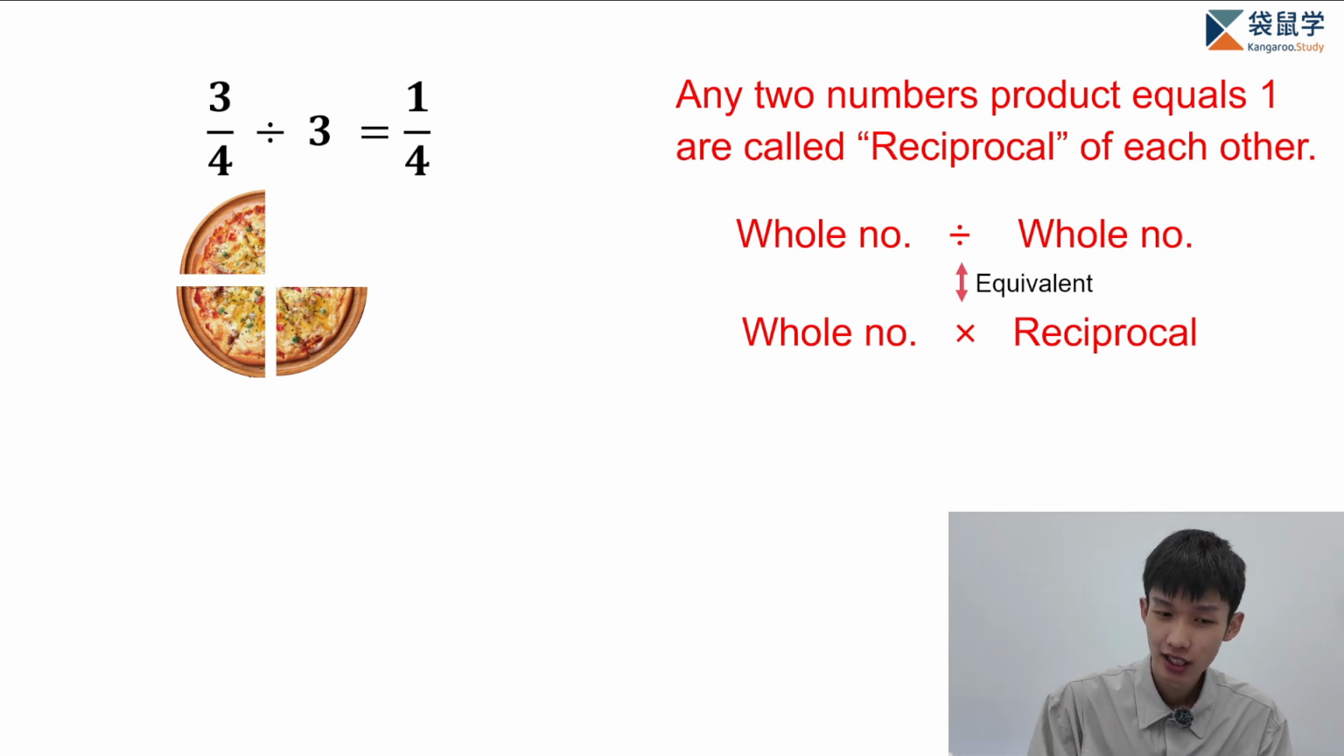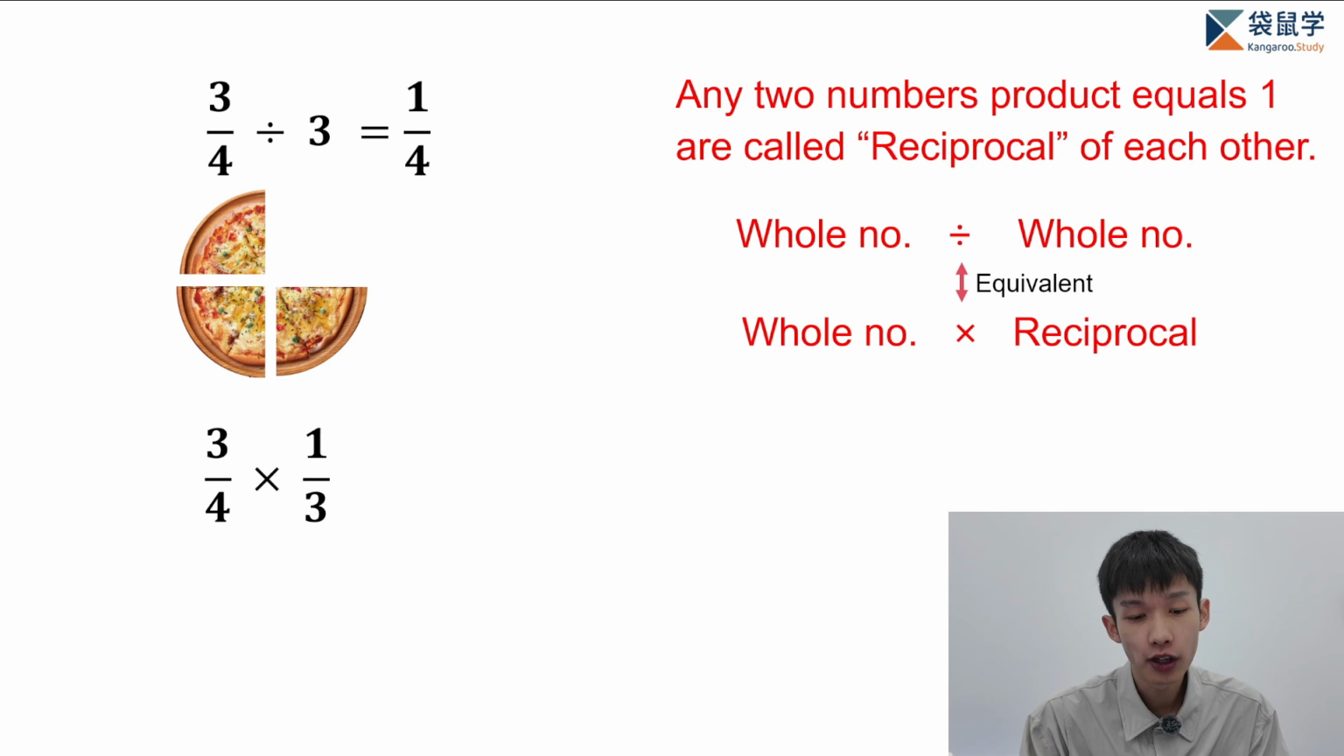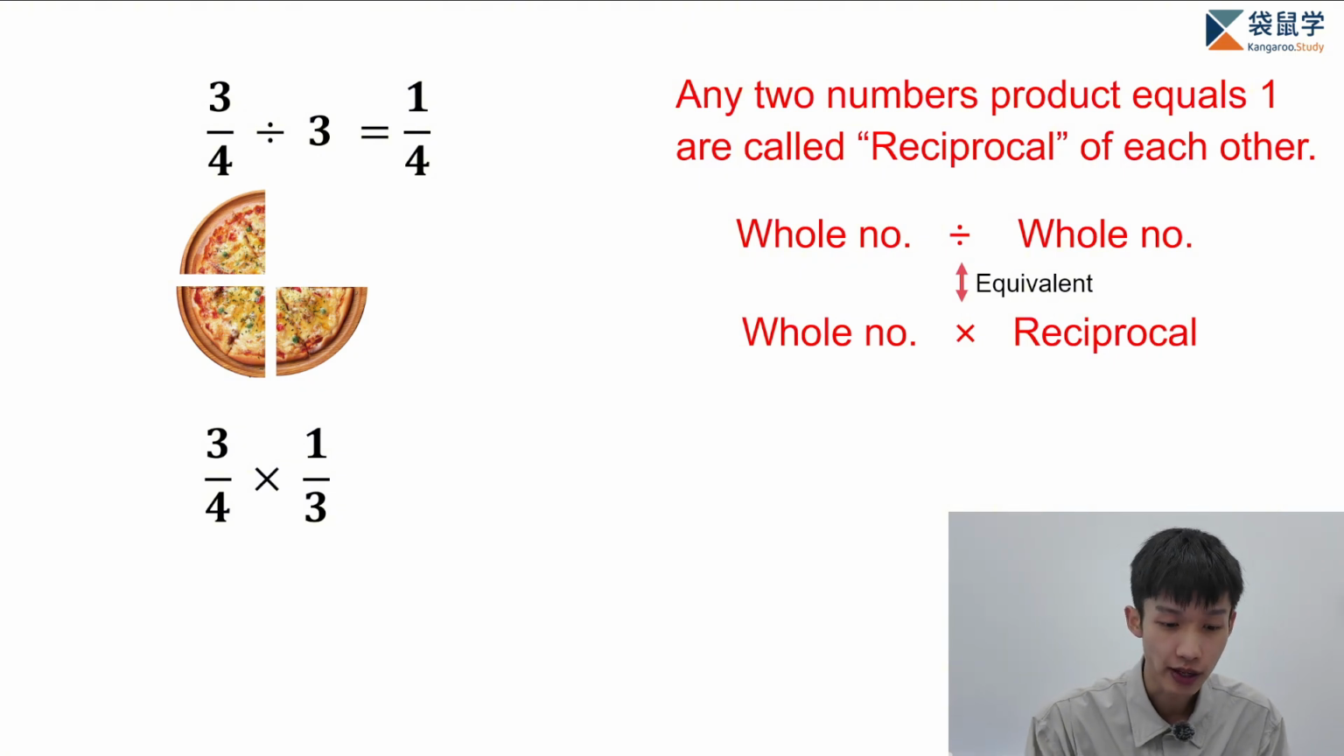But after that, let me show you another example. 3 over 4 times 1/3. We know how to use fraction multiplication. So the answer is just 1 over 4. The 3 and 3 cancel out.